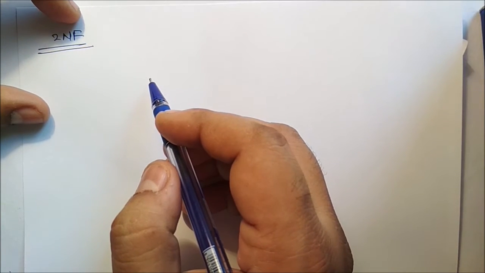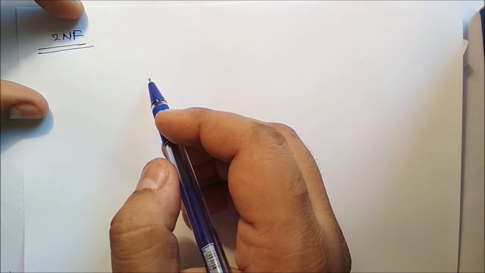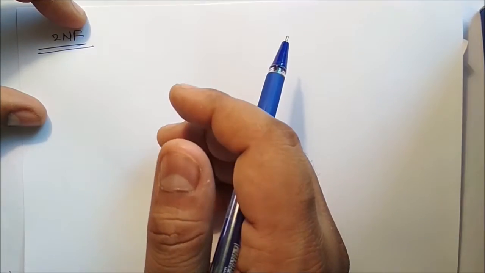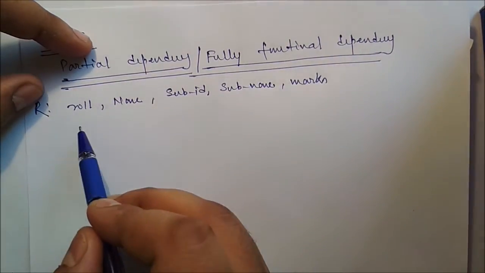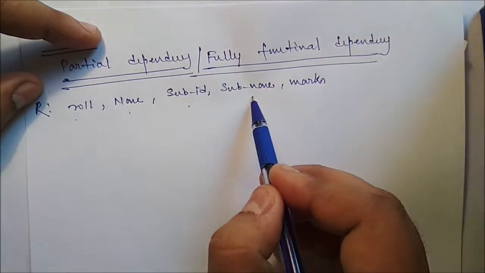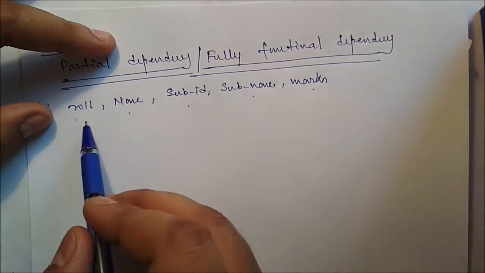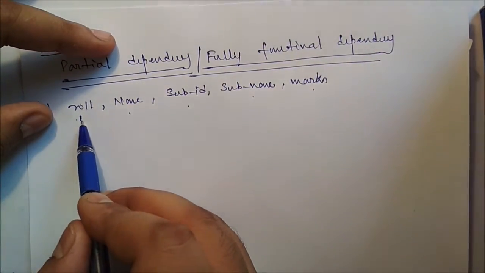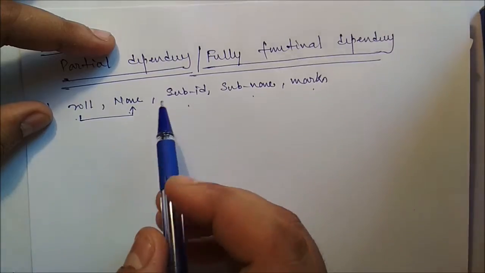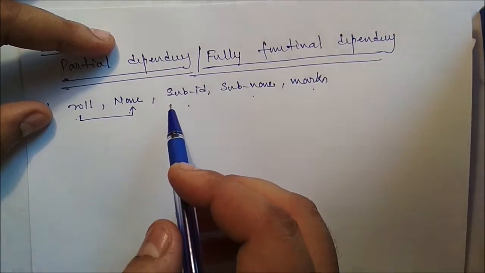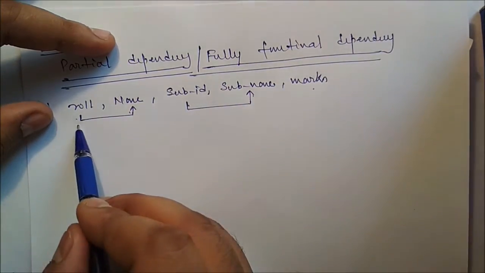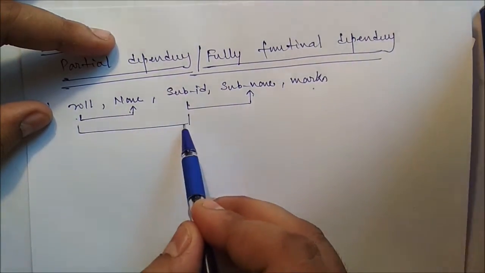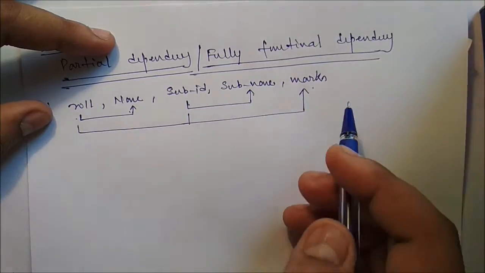Before that, we should know what is partial dependency and fully functional dependency. So we have a one table relation. The attributes are roll number, name, subject ID, subject name and marks. Roll number functionally determines the name. From the subject ID we can determine the subject name, and from the roll number and subject ID we can identify the marks.